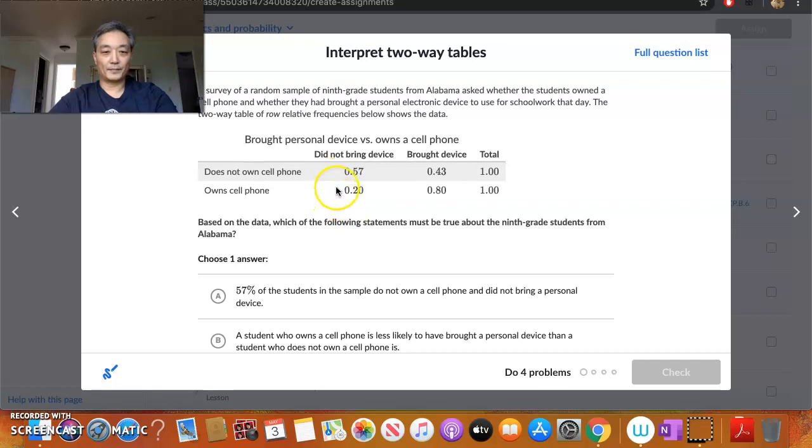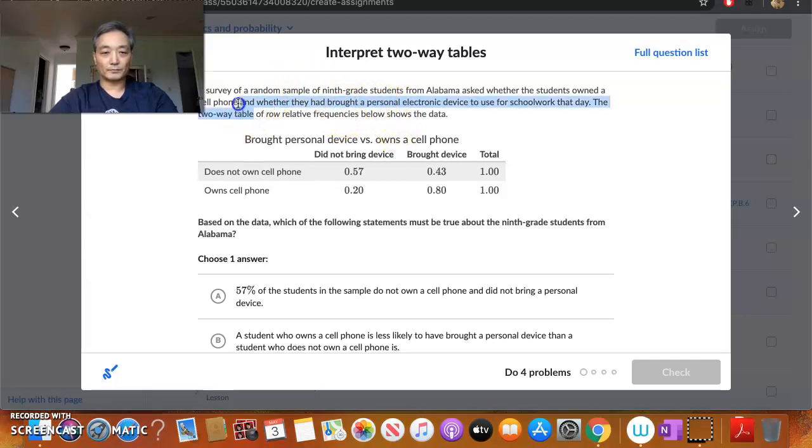Hi everybody. So today we're looking at how to interpret two-way tables. Okay, so we're continuing our studies of analyzing categorical variables. And again, we know that two-way tables are a great way to show if there's any kind of relationship between two categorical variables.